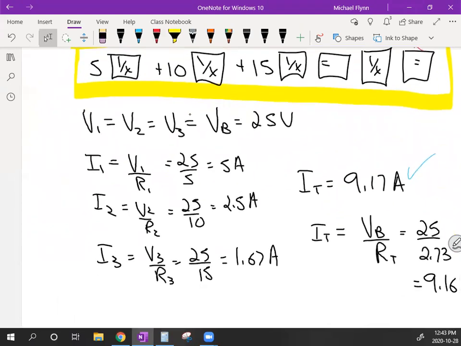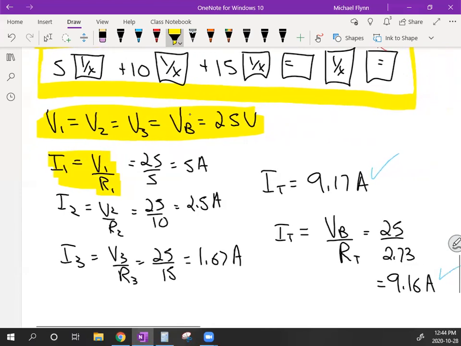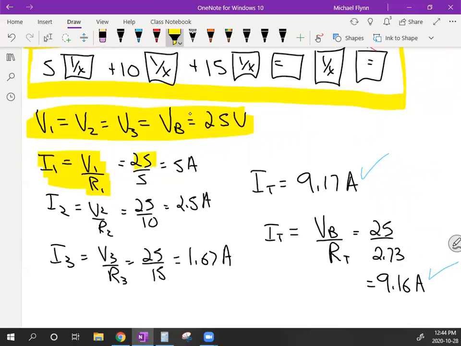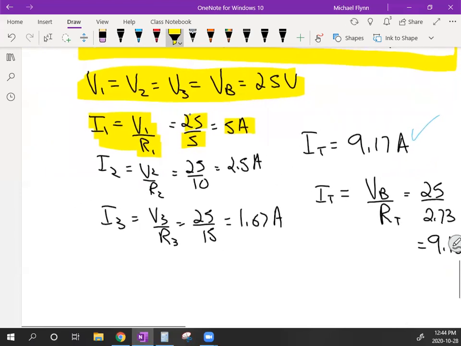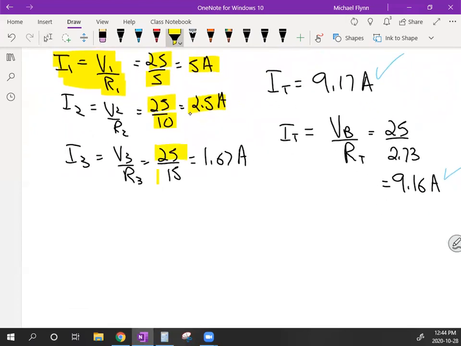Now let's take a look at the voltages and currents. In the parallel circuit, here's the good news: the voltages are easy because all the voltages are the same. So if the battery is 25 volts, your whole circuit, V1, V2, V3, they're all 25. Now to find the current, I'm just going to use Ohm's law, V over R. For the first resistor, 25 over 5 is 5 amps. For the second resistor, 25 over 10 is 2.5 amps. And finally, for the third one, 25 over 15 is 1.67 amps.